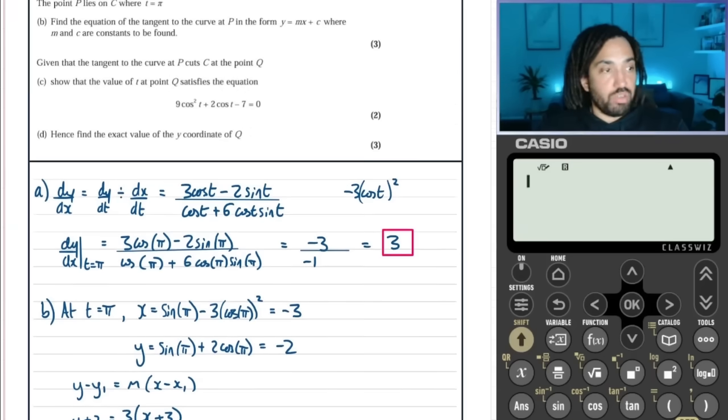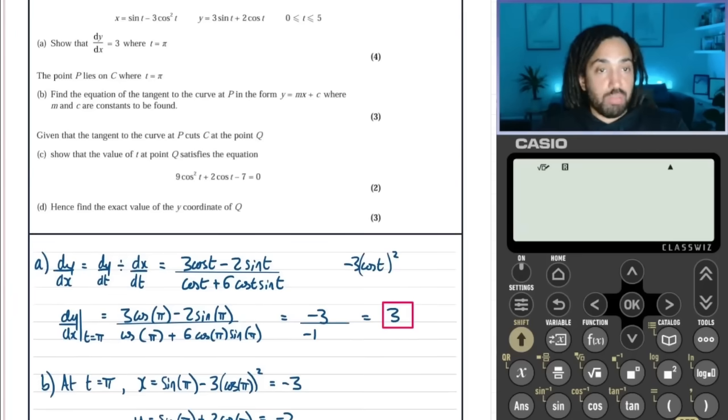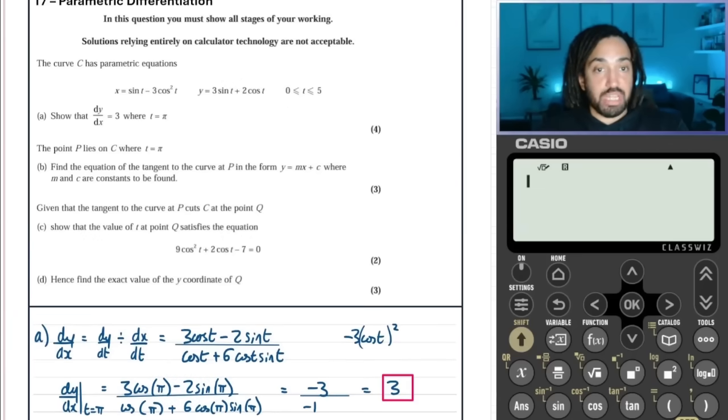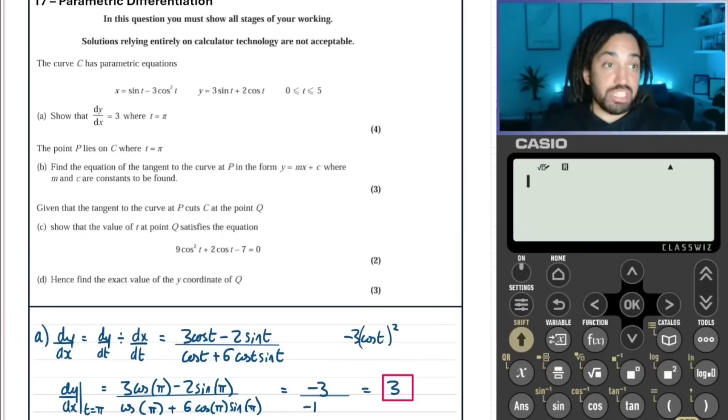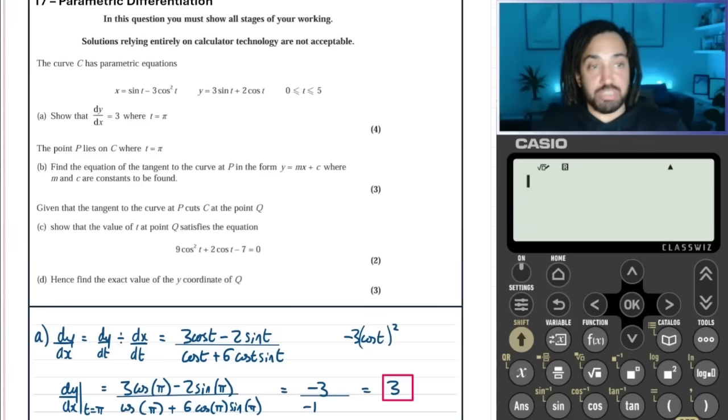Okay, so moving on then to part C, and it says that given that the tangent at P cuts C at the point Q, show that the value of t for Q satisfies this equation. Well, we've got this set of parametric equations, and we're going to substitute that into the tangent line, because that will be a simultaneous equation, which will then give us the solutions to where the line meets the curve, and that will be Q.